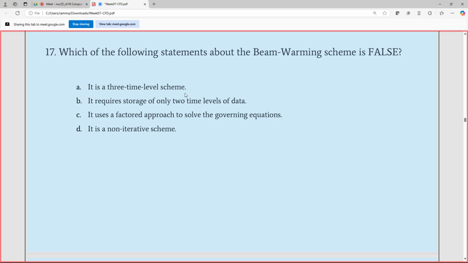The question asks you to find out the false statement regarding Beam-Warming scheme. Which of the following statements about the Beam-Warming scheme is false? Options are: option A, it's a three-level scheme. Option B, it requires storage of only two time levels of data. Option C, it uses factored approach to solve governing equations. Option D, it is a non-iterative scheme. So the question is to find the false statement regarding Beam-Warming scheme. Try to answer the question.